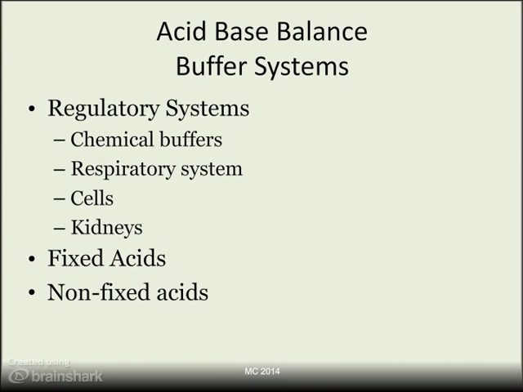We have fixed acids in the body. Now, fixed acids are metabolic acids, and they are acids produced from every other part of the body except carbon dioxide. And then we have non-fixed acids, and the only non-fixed acid is carbonic acid, which is a derivative of CO2.